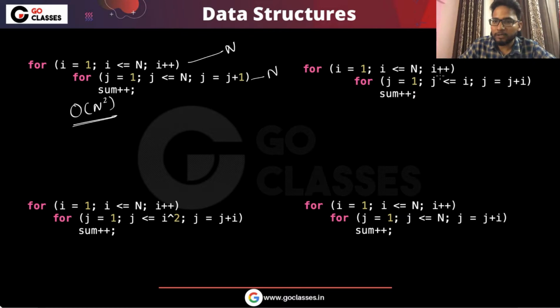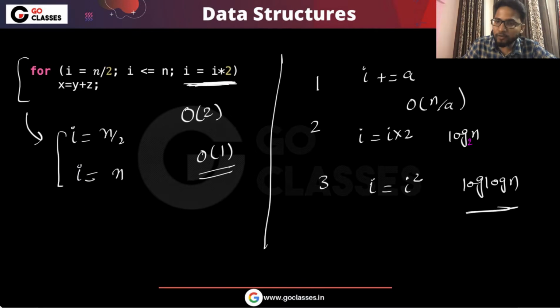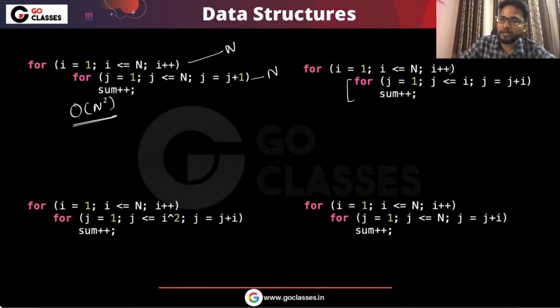So here you see that I am running the first loop n times, that is okay. The second loop is a bit unclear because I'm running j from 1, then I'm saying j is less than or equal to i, and then I'm incrementing by i. So just to remind you, if I'm incrementing by some constant, then it runs n by a times, right? Where n is this number basically, okay?